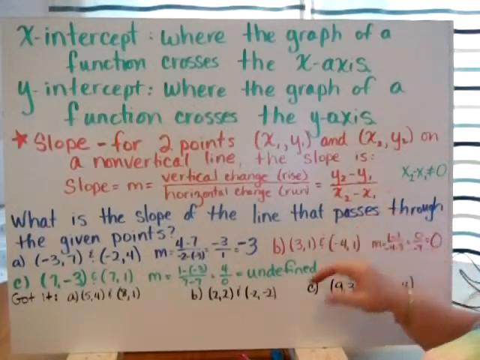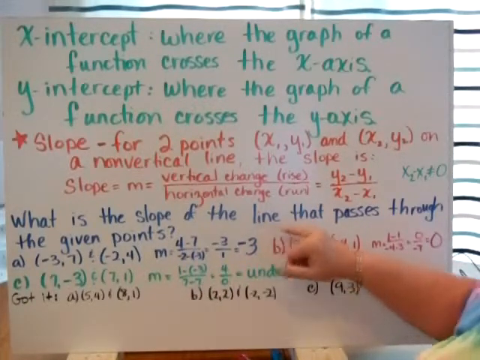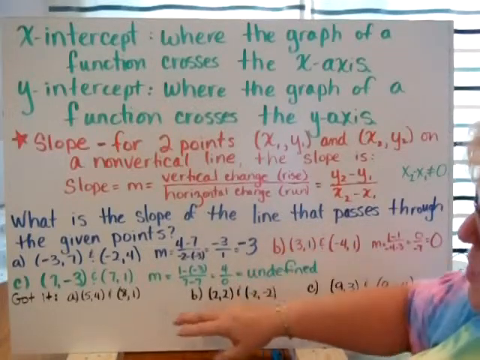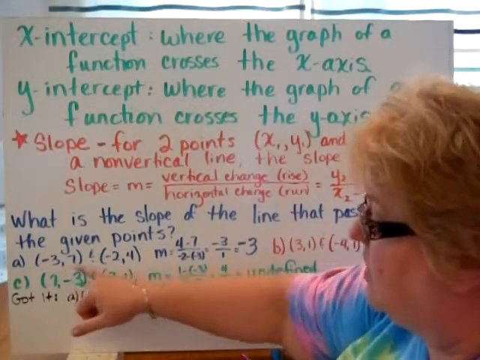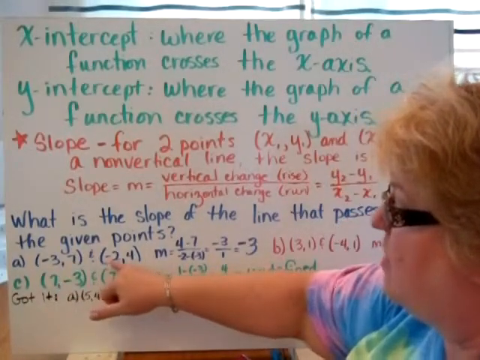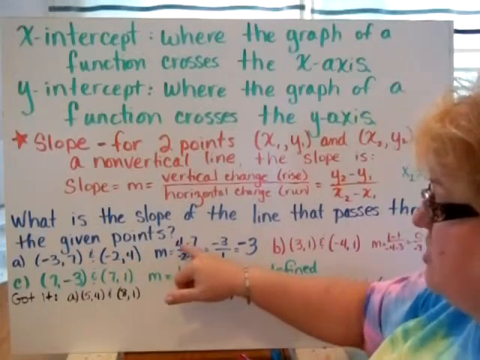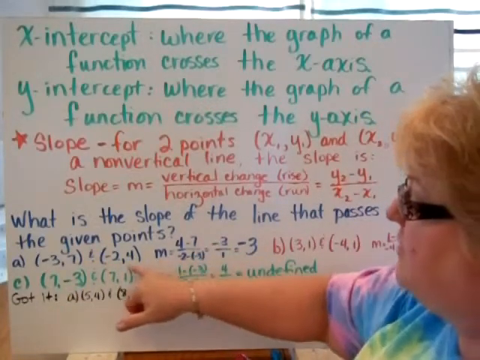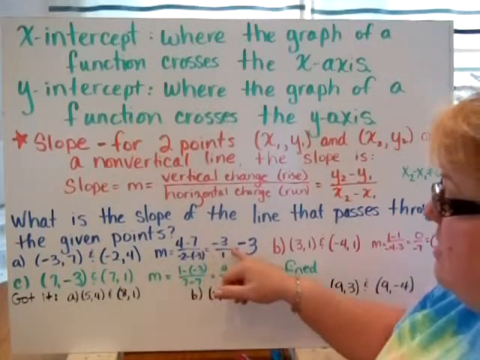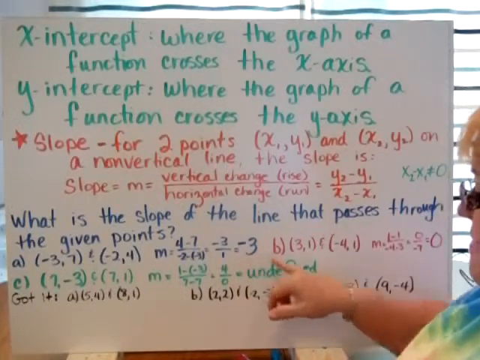So here are some problems where we have 2 points and we want to know the slope of the line that goes through those 2 points. So here's our first point and our second point, our first x and y, and the x and y of the second point. So we take 4 minus 7, which is y2 minus y1, divided by negative 2 minus a negative 3. This gives us a negative 3 over 1, or a slope of negative 3.